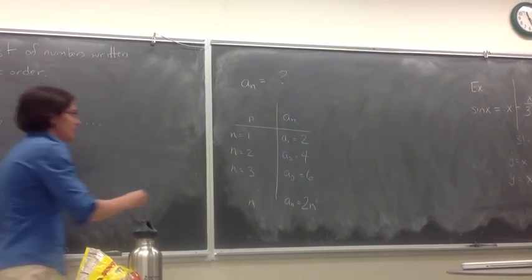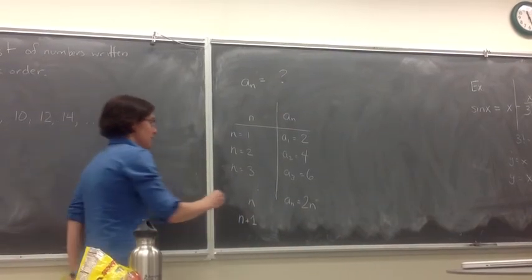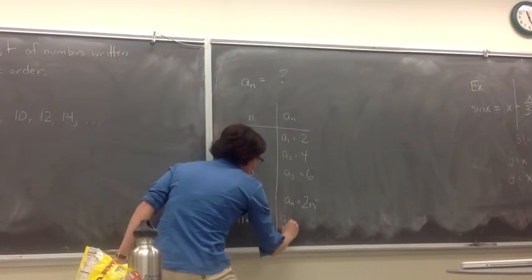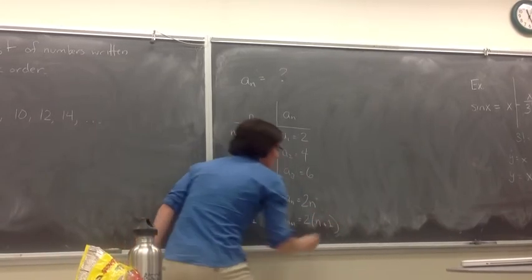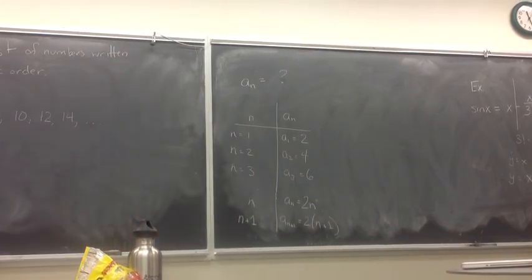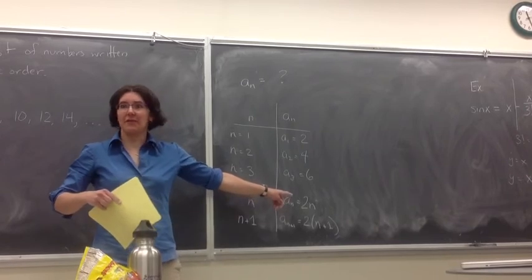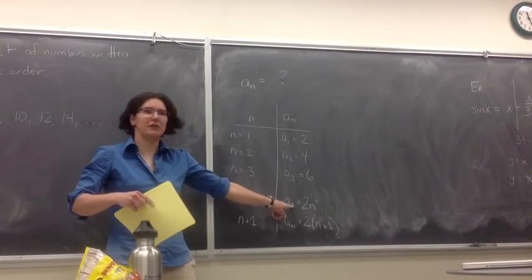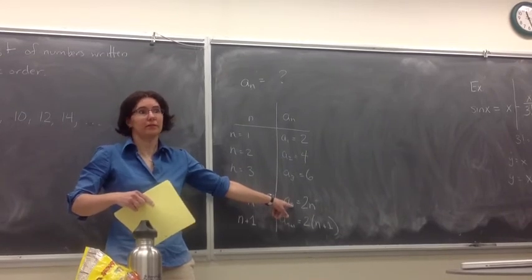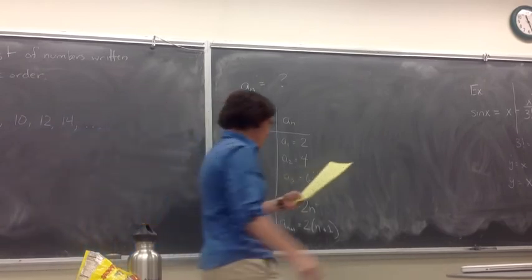And then maybe if I wanted to look at the n plus first term in my sequence, then A n plus 1 is equal to 2 times the quantity n plus 1. So it kind of looks like functions, only the difference is that instead of having f of x, the name of my function is A, and the subscript is my input letter. Okay, so similar to functions.